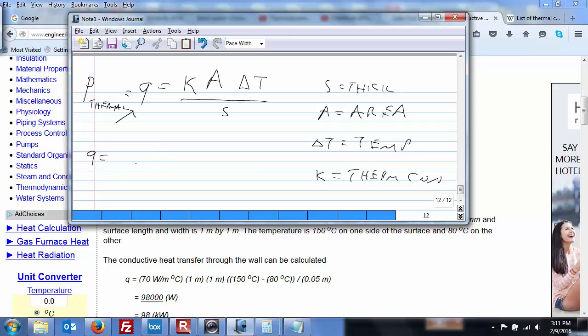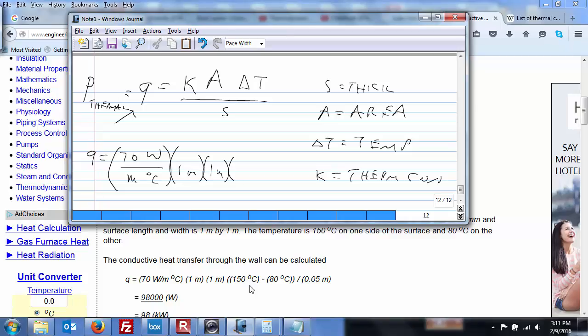So let's go ahead and just pop that in. So I'll write it like so. 70 watts. I'll put meters down here. I'll put degrees C down here as well. That's our K. Our area, that's just how big the wall is. The window over there is about 1 meter by 1 meter, so we can very easily visualize that. So 1 meter times 1 meter.